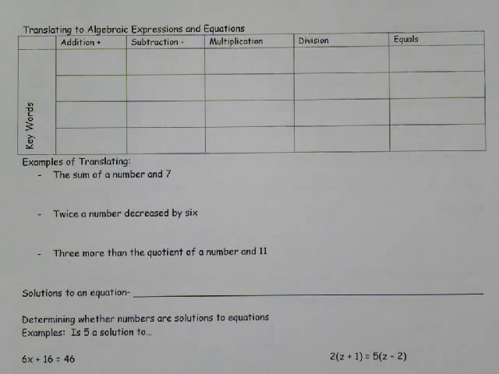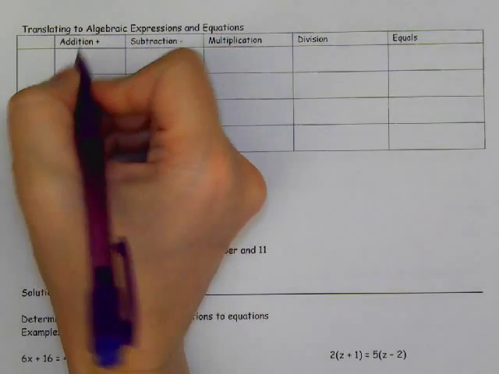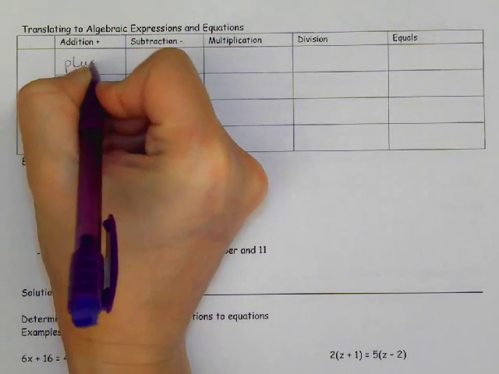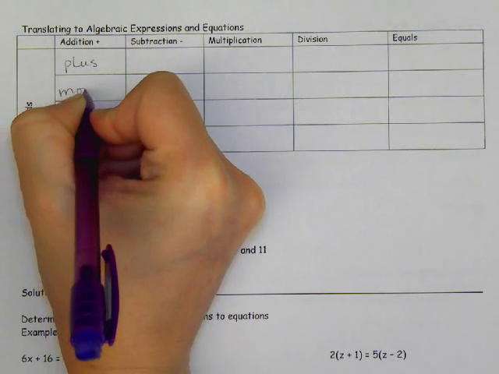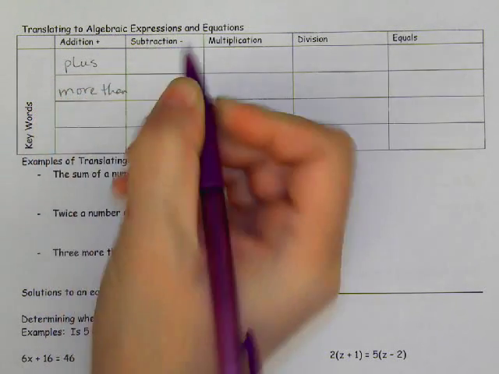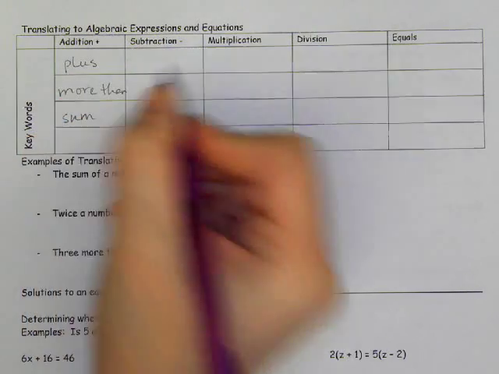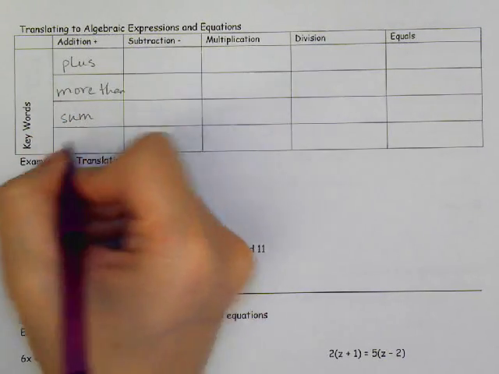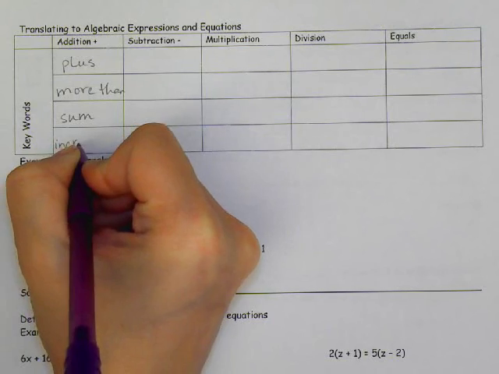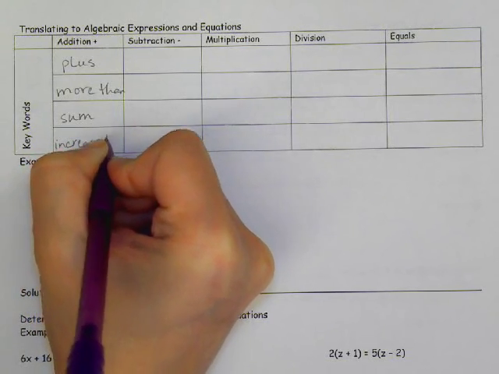Let's go ahead and turn your paper over. The next part of today's standard is translating English phrases into algebraic expressions and also from algebraic expressions back to English. So there's some words that you want to look for. For addition, you might see plus, more than, sum, so the sum of two numbers is when you're adding, or increased by. And that's not everything that you'll see, but those are some common ones.